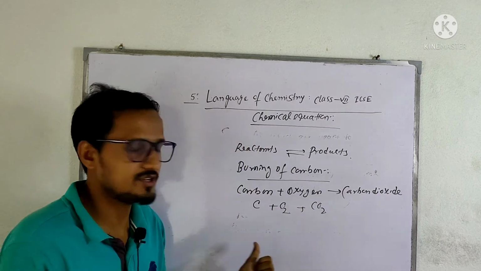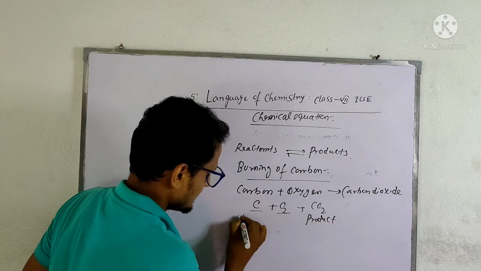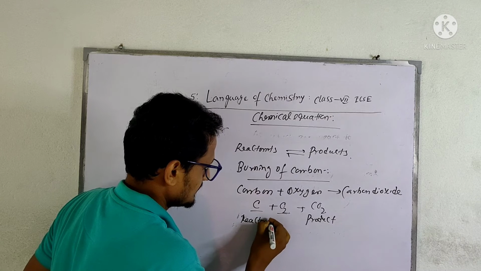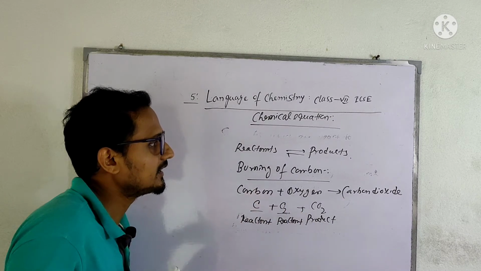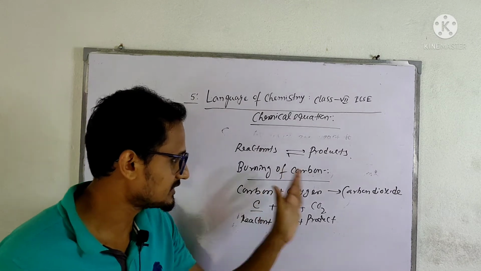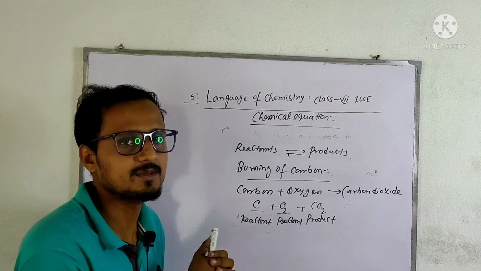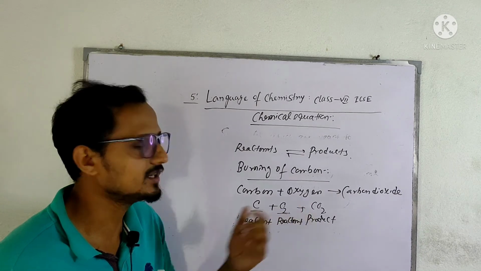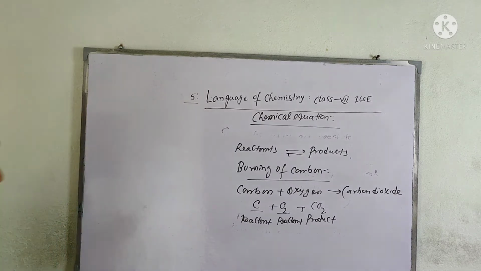Now in this chemical equation, this one is the product and these two are reactants. This one is also a reactant. Okay, so I hope I can make you understand about this burning of carbon. That means how we will write the chemical reaction. Carbon reacts with oxygen to form carbon dioxide. Okay, very simple. So just note down. So this is how we can write the chemical equation.